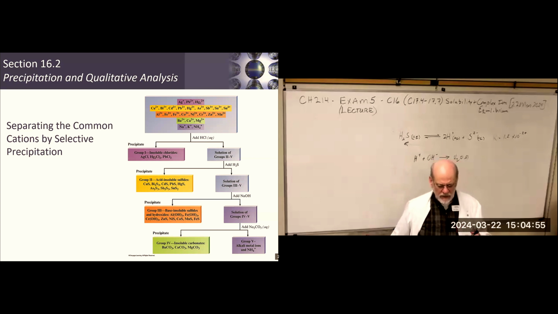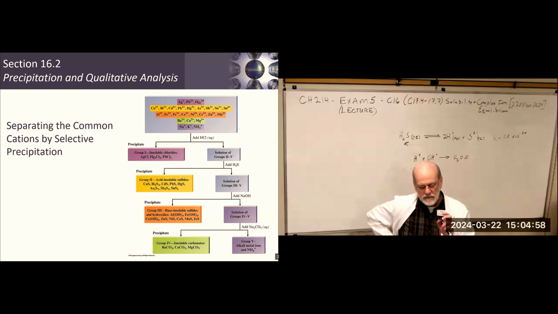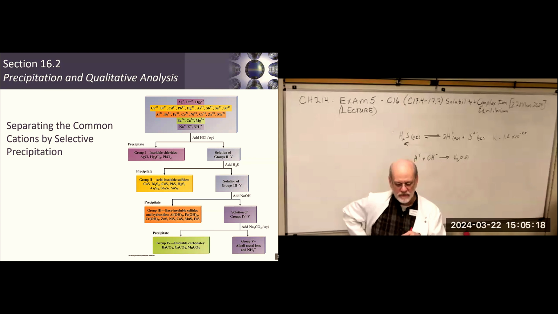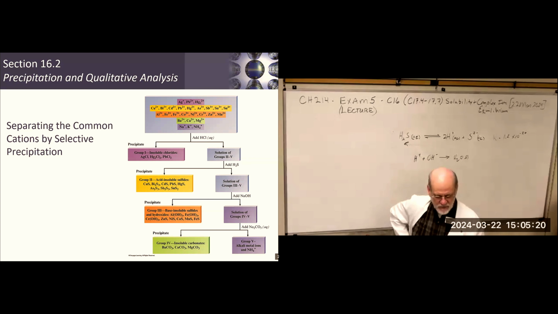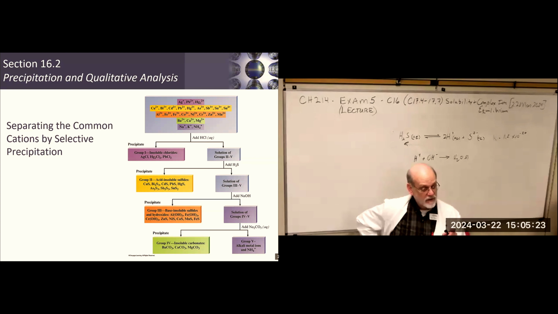What's left over, then you would raise the pH to 8, increase the sulfide concentration, and now the sulfide has access to zinc, nickel, cobalt, manganese, and iron 2+. But you've also added hydroxyl, and you see that aluminum, iron, and chromium is out at the same time. That's group 3.